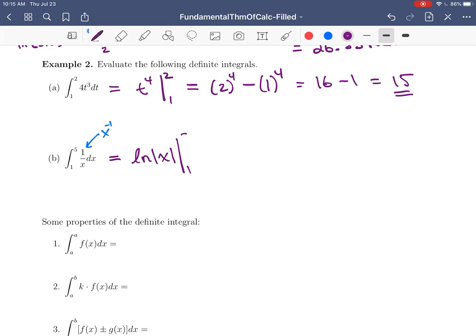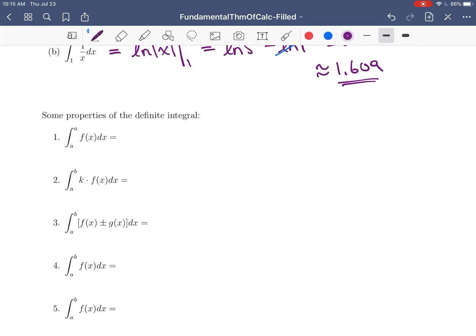And I want to evaluate that from 1 to 5. Okay, the absolute value doesn't actually matter here because we're putting in positive numbers. So that's going to be ln of 5 minus ln of 1. Ln of 1 is 0, so this is just ln of 5, which is approximately 1.609. Okay, so that would be our antiderivative, or our definite integral, sorry.